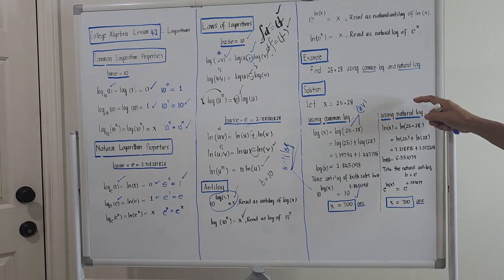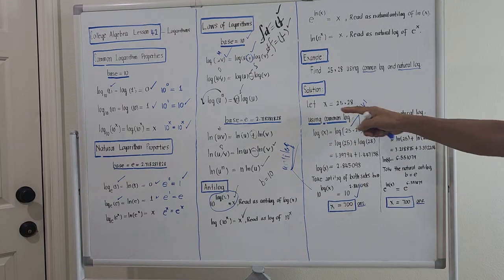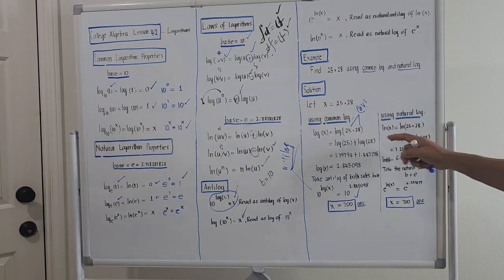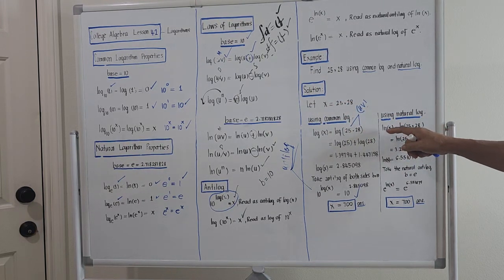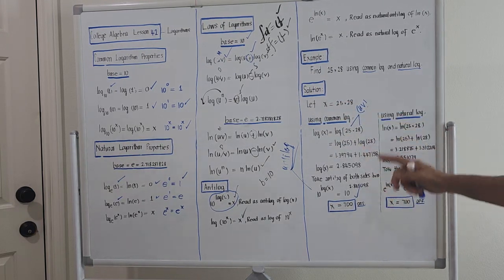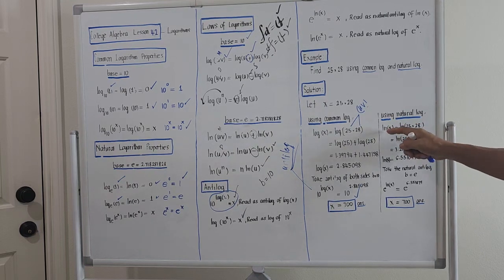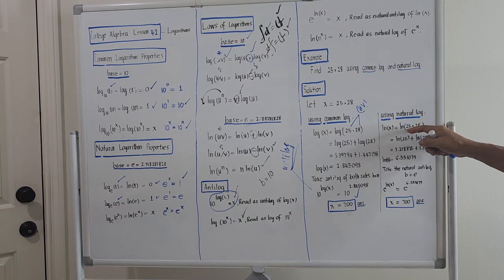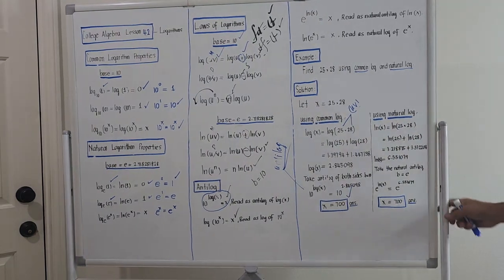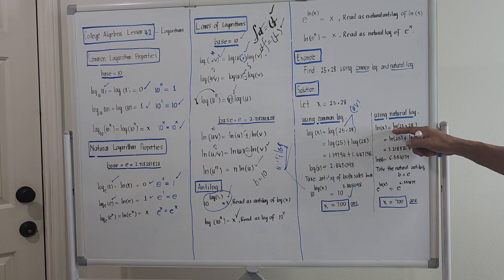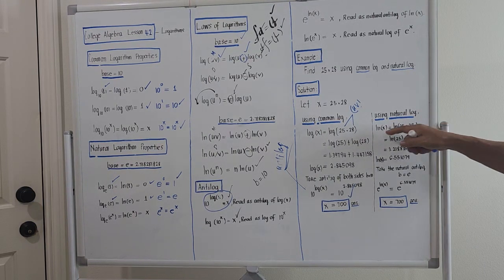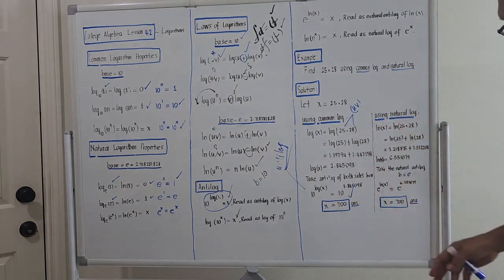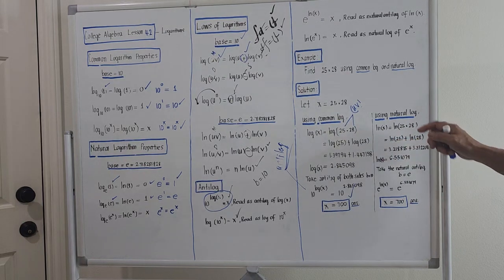For the natural logarithm, we are given this. So take the natural logarithm of both sides. The natural logarithm of x will be the natural logarithm of x. This is read ln, it should be natural logarithm. Natural logarithm of x equal to the natural logarithm of the product 25 times 28. Expanding, the natural logarithm of a product is the natural logarithm of a sum. So it should be the natural logarithm of 25 plus the natural logarithm of 28.